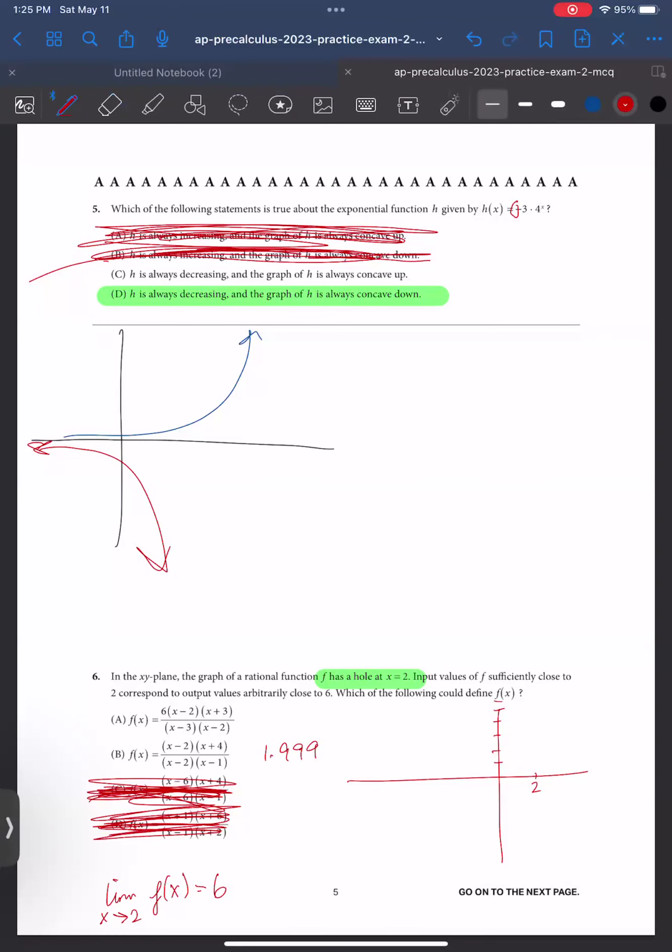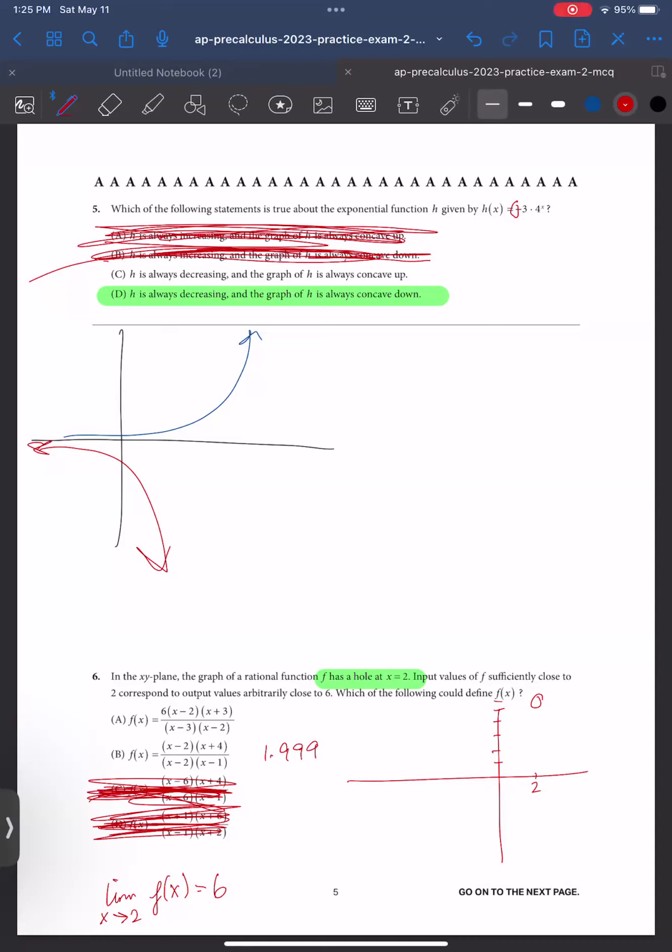A hole in a graph is not like an asymptote. With an asymptote, you're approaching it but you never cross it, but your graph will continue. A hole, think of it more like a black hole. I understand the hole at x equals 2. So is the part where it's sufficiently close to 2 corresponding to 6 another hole or an asymptote? It's the hole. It's like a visual point on the graph where you see the hole. Okay.